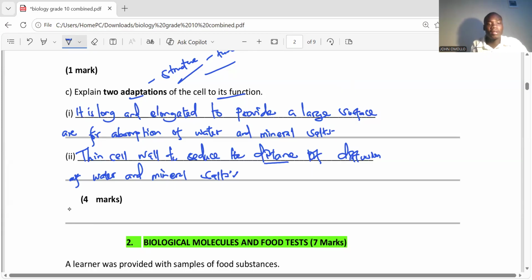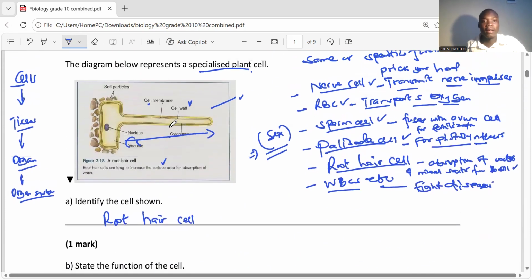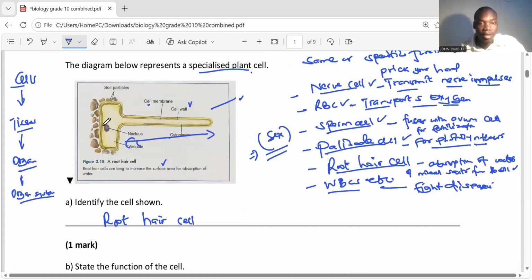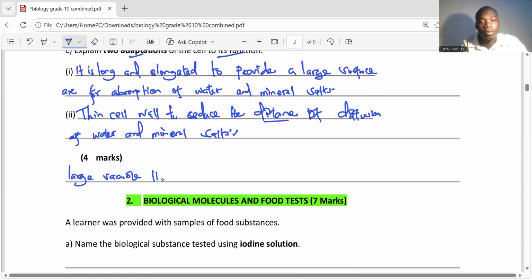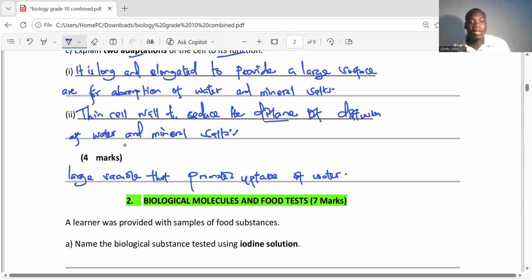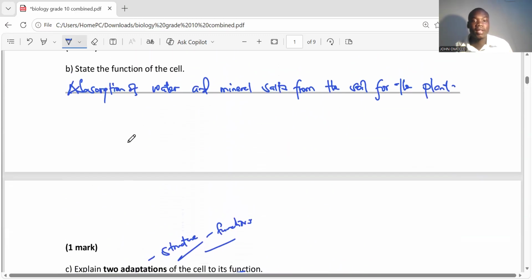Another adaptation, we can see it has a large vacuole. The large vacuole is evident here. This one is the large vacuole. So we can talk about a large vacuole that promotes uptake of water. So those are some few adaptations of this particular cell.